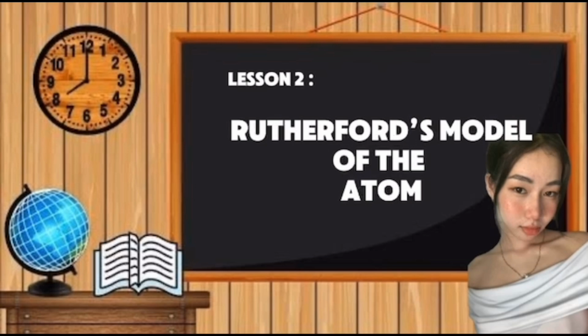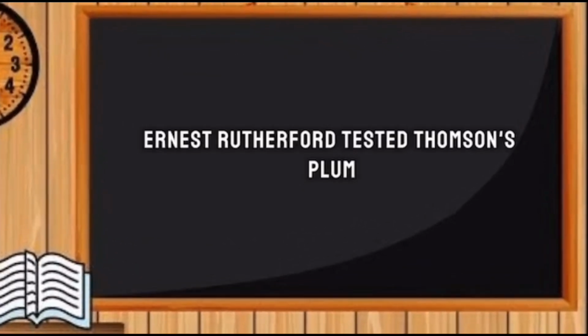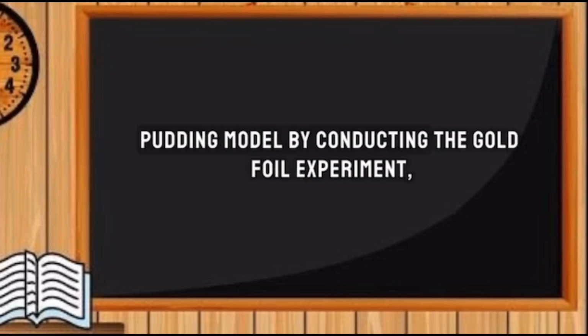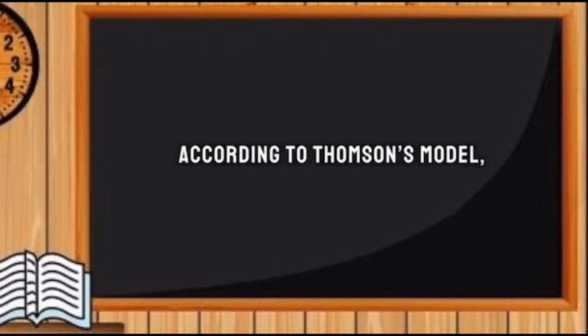Rutherford's model of the atom. Ernest Rutherford tested Thomson's plum pudding model by conducting the gold foil experiment, where he bombarded a thin gold foil with high velocity alpha particles.